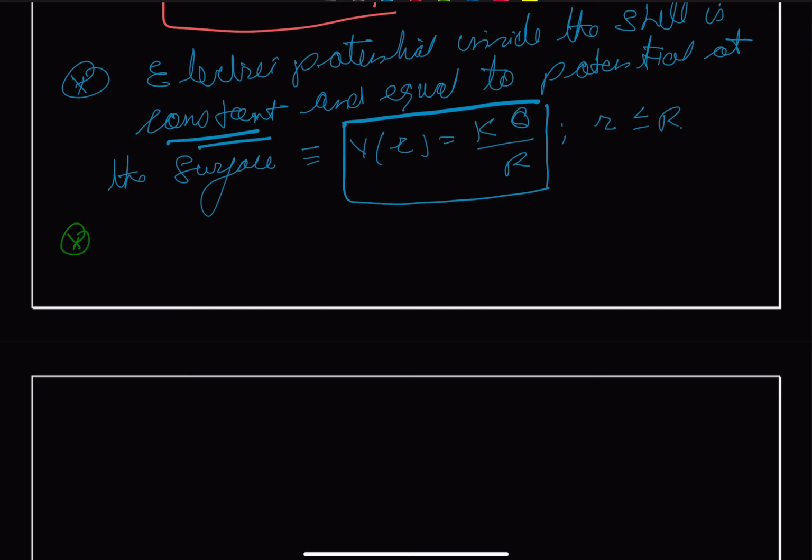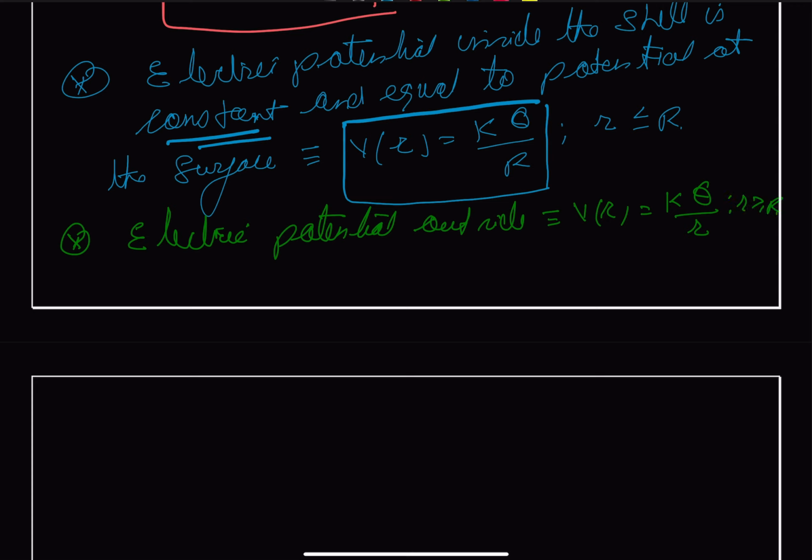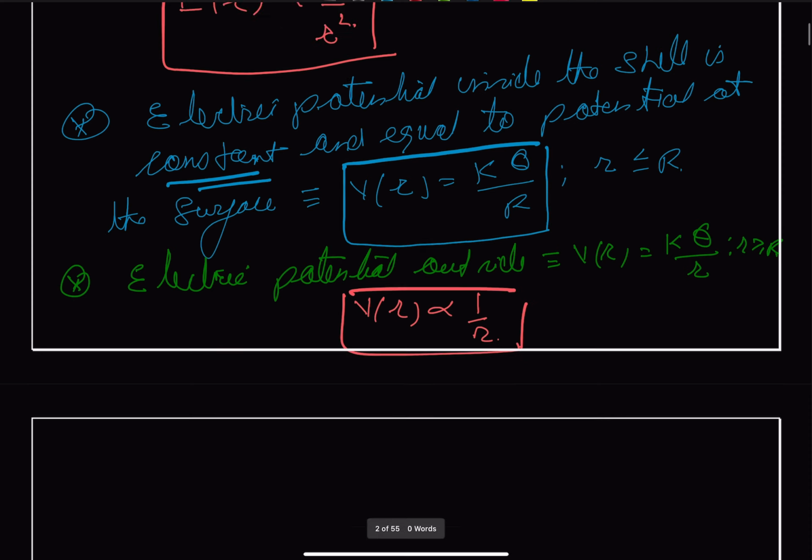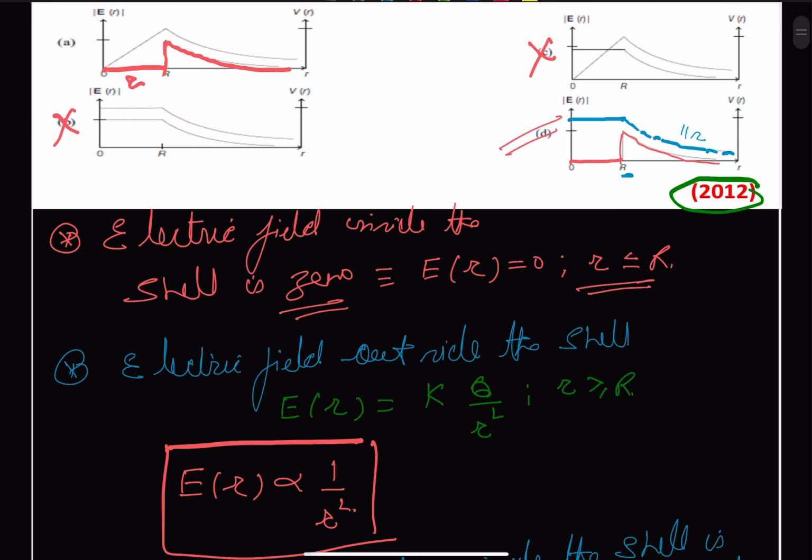So we can say electric potential outside, we can write this as V of r is equal to k Q upon small r, and this is for r greater than or equal to capital R. Therefore, we can write that our potential V of r is proportional to 1 upon r. Therefore, option D is the correct one.